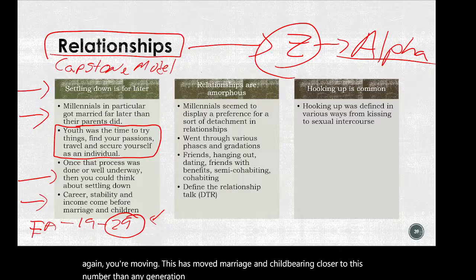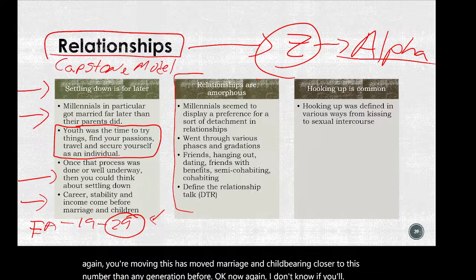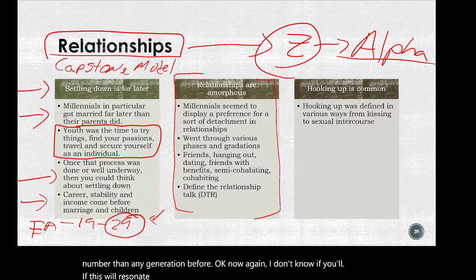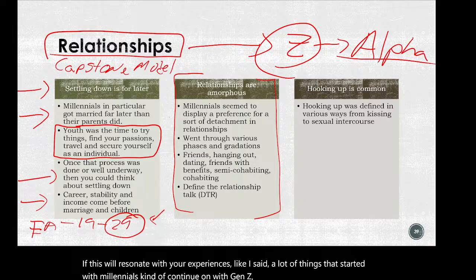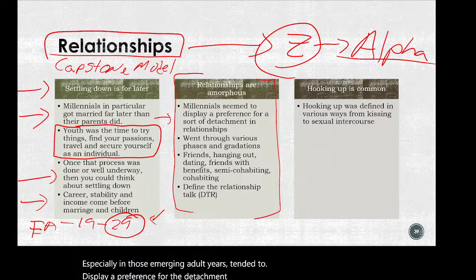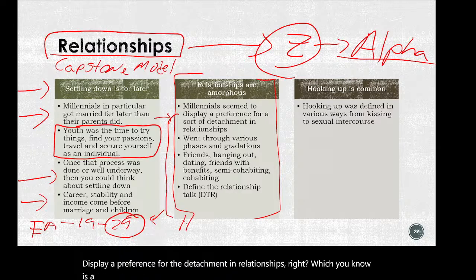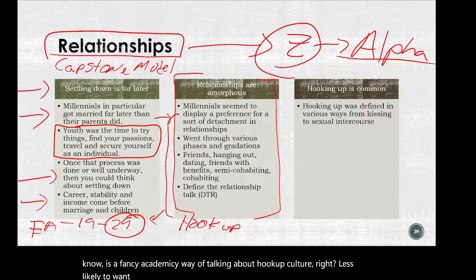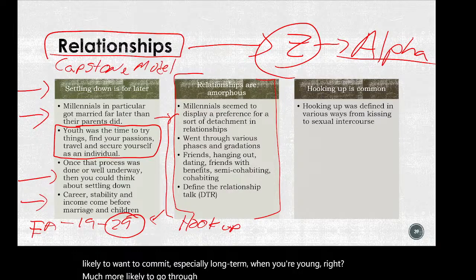Okay, now again, I don't know if this will resonate with your experiences. Like I said, a lot of the things that started with millennials kind of continue on with Gen Z. But millennials, especially in those emerging adult years, tended to display a preference for detachment in relationships, right? Which is a fancy academic-y way of talking about hookup culture, right? Less likely to want to commit, especially long-term when you're young, right? Much more likely to go through a variety of relationships.